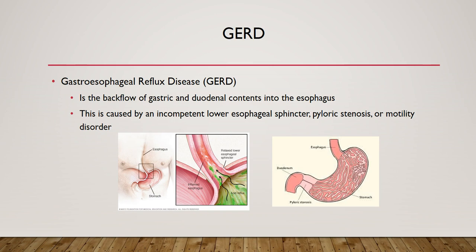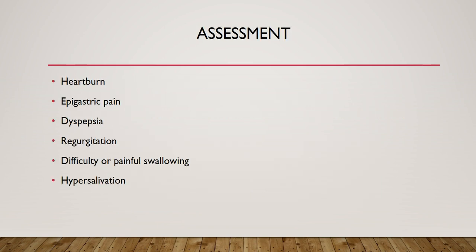Because of that, either the contents are backflowing, or, for lack of a better term, fumes from the gastric juices themselves are creeping up into the esophagus. So assessment-wise, you're going to look for heartburn, epigastric pain. The epigastric pain is probably caused more by the acid itself, because it is very acidic. It doesn't always stay in the stomach, and when it comes up through the esophagus, that's where it starts to corrode and eat away at the esophagus.